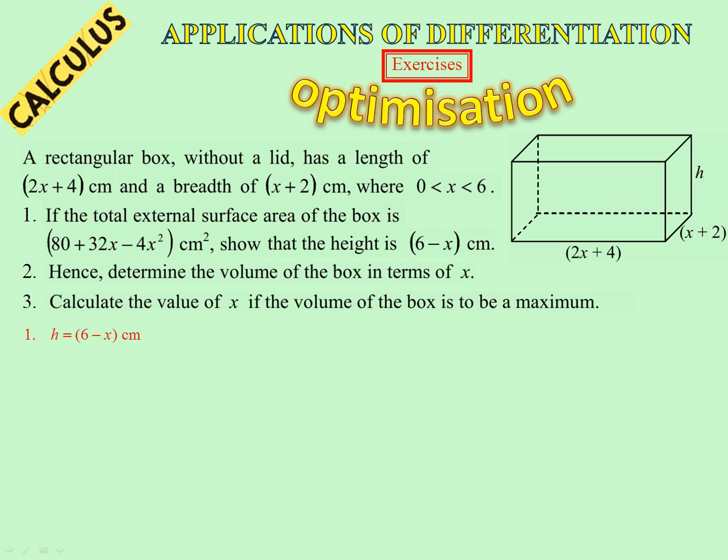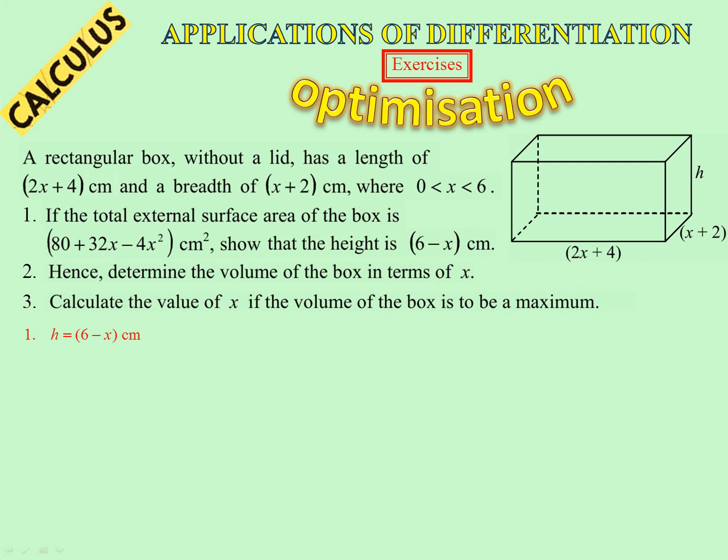Number 2, hence determine the volume of the box in terms of x. Using this. That's what hence means, using what you've just shown. And if you had trouble with this in an exam, it does mean you're not allowed to do this. If that's worth 4 marks, then this is worth 6 marks. You might lose your 4 marks there if you can't do it, but you can still do this using that fact and get your full 6 marks.